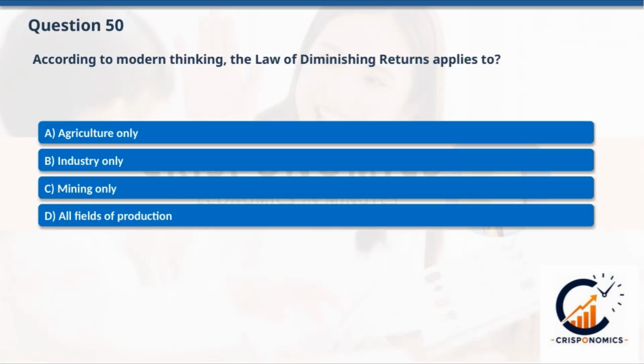The law of diminishing returns is a key concept in economics, and here we're asked where it applies. Is it just agriculture? Or maybe only industry or mining? Actually, this law applies across all fields of production. Whether it's farming, manufacturing, or extracting resources, at some point, adding more input yields smaller and smaller increases in output. This idea helps us understand efficiency and limits in many areas of work and production.